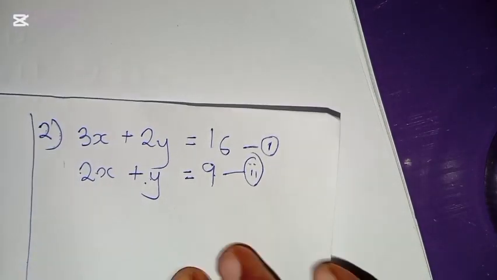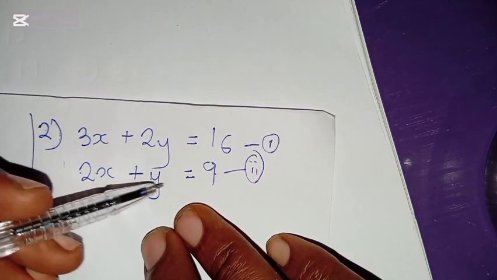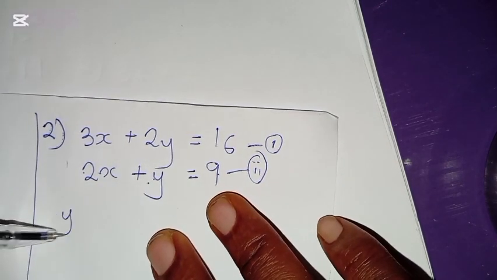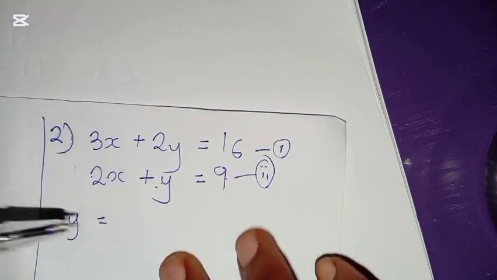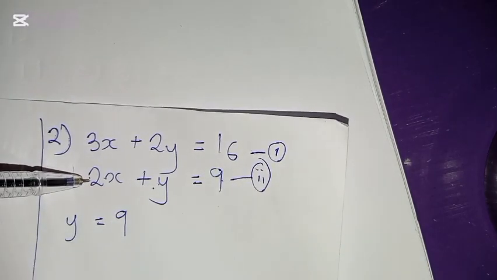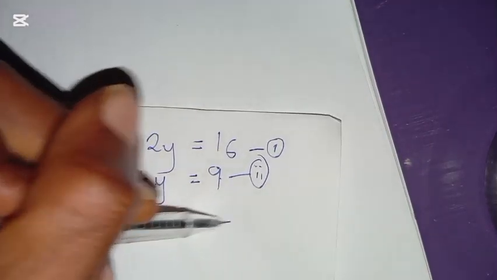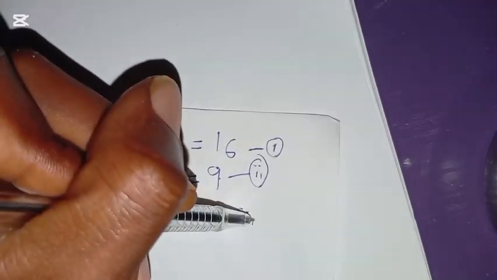So to create our equation 3, we make y stand alone, equal to 9. Because we move this 2x to the other side, it now becomes minus 2x. So this has become our equation 3.